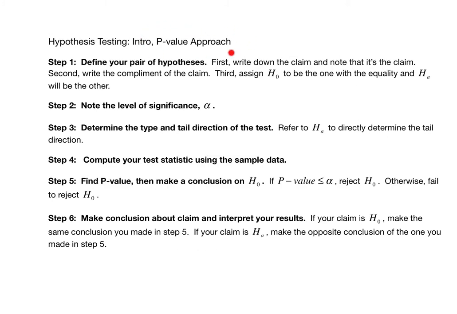The p-value approach consists of step 1, defining your pair of hypotheses. Step 2, noting the level of significance alpha. Step 3, determining the type and tail direction of the test. Step 4, you compute your test statistic using the sample data. Step 5, you find the p-value, then make a conclusion on H naught. And step 6, you make the conclusion about the claim and interpret your results.